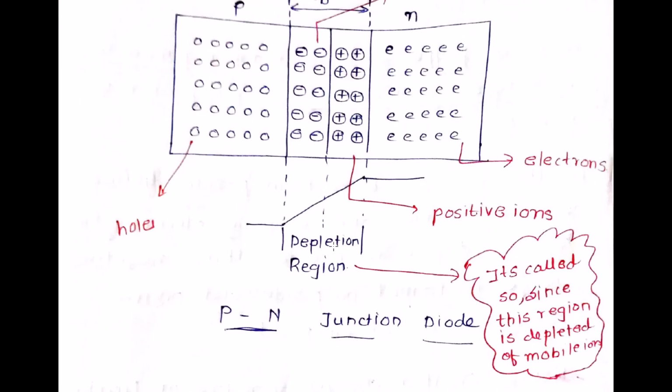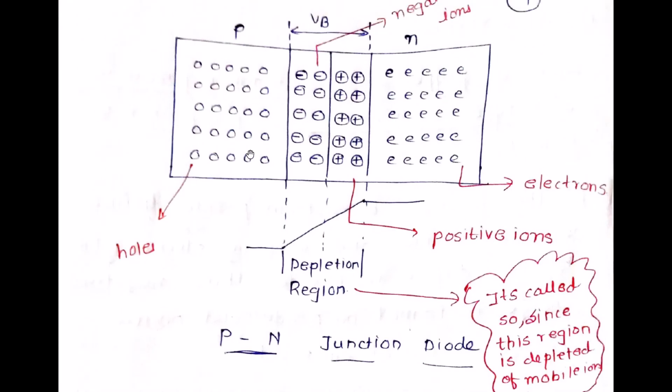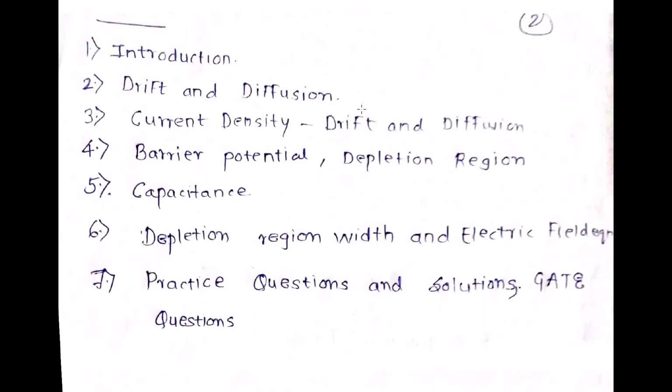So let us try to understand this diagram very well. We have the P type, the holes, the N type, the electrons. We have the ions over here. This is called the barrier potential. This is the depletion region. So this is what it is. So I hope I am very clear with this.